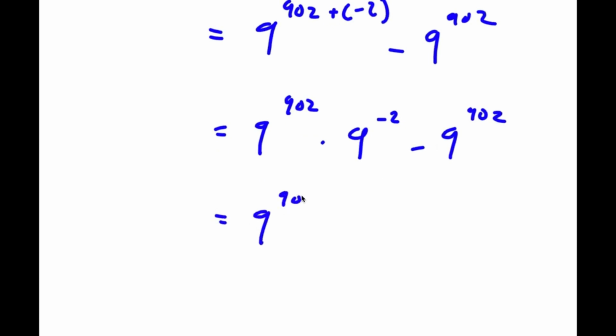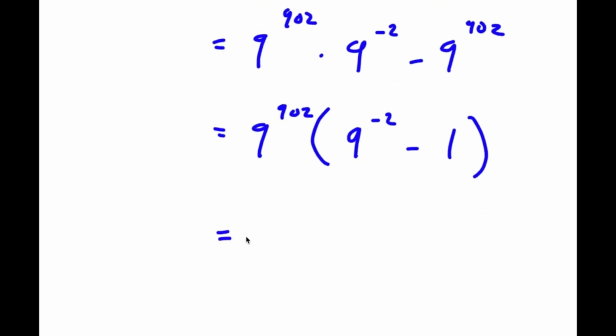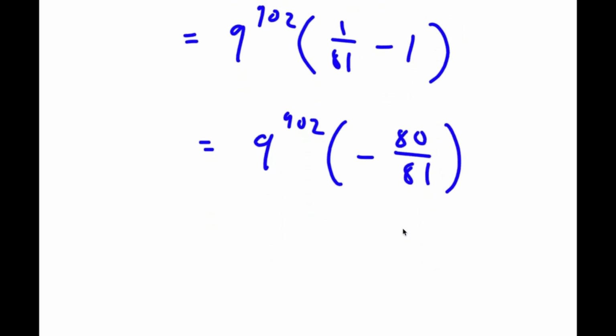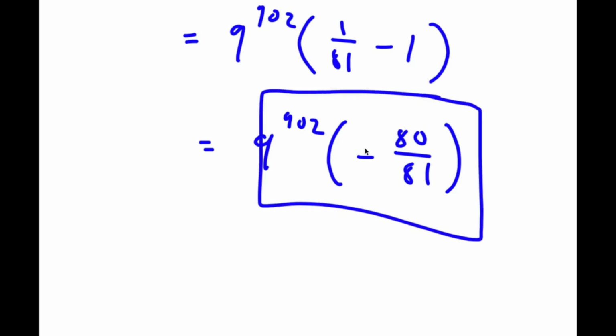Now if I factor out 9 to the power of 902, I get 9 to the power of 902 times 9 to the power of negative 2 minus 1. Now this is the same thing as 9 to the power of 902 times, since 9 to the power of negative 2 is the same thing as 1 over 81, 1 over 81 minus 1. And this is the same thing as negative 80 over 81. So this is my answer. This is another way of writing the answer.